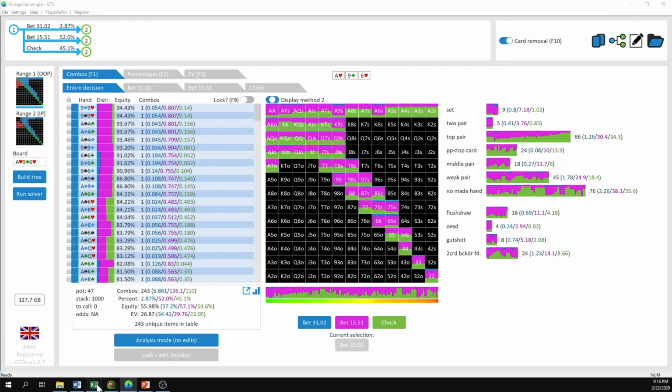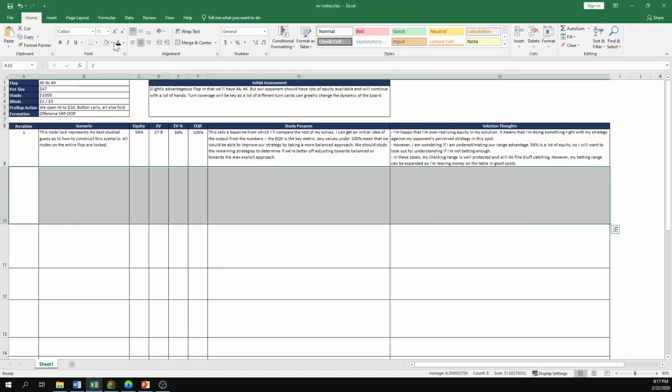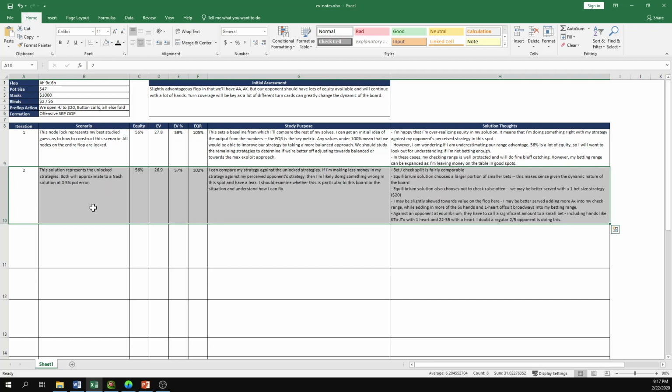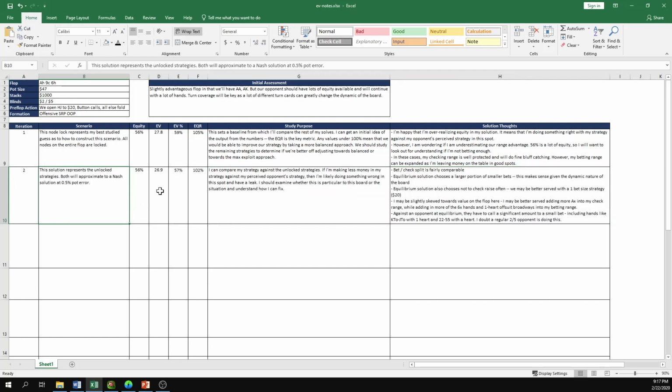And I can go back to my spreadsheet here, and you'll see me fill this out. You're going to see that my EV in my first solution is better than the EV for my equilibrium solution. That's a good thing, right? That's what I want to see anyways. If I'm making less money in my first solution against my perceived opponent's strategy than I am in this equilibrium solution, then I'm likely doing something wrong in my initial strategy, and I have a leak.